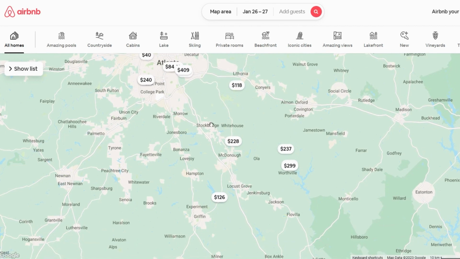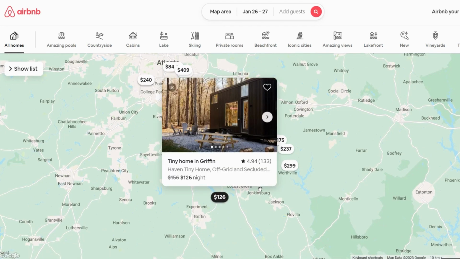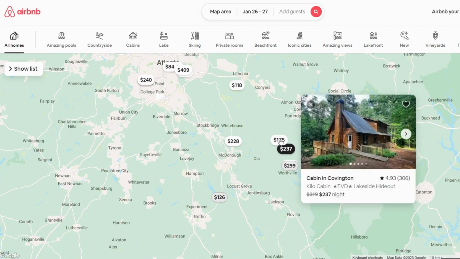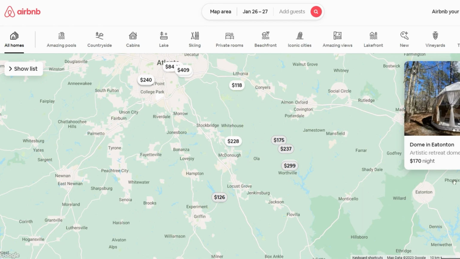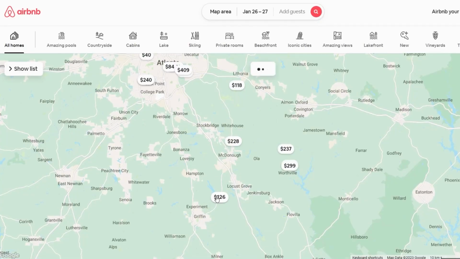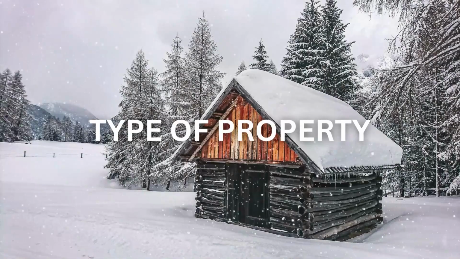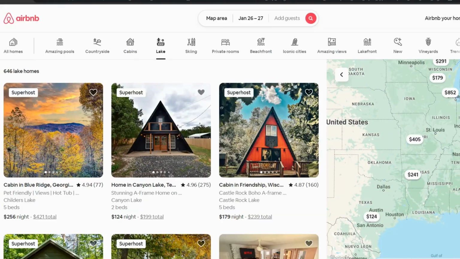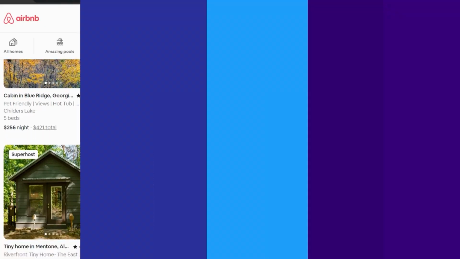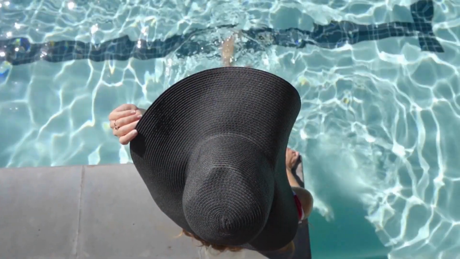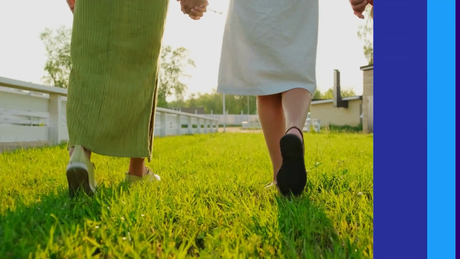By looking at the prices of similar listings in your area, you can get a sense of the going rate for rentals like yours. When researching the competition, be sure to consider location. Look at the prices of similar rentals within your local area. Type of property. Look at prices of similar property size and type, whether it's a private room or entire house or apartment. Amenities. Compare prices of rentals with similar amenities such as a pool, hot tub, or backyard.